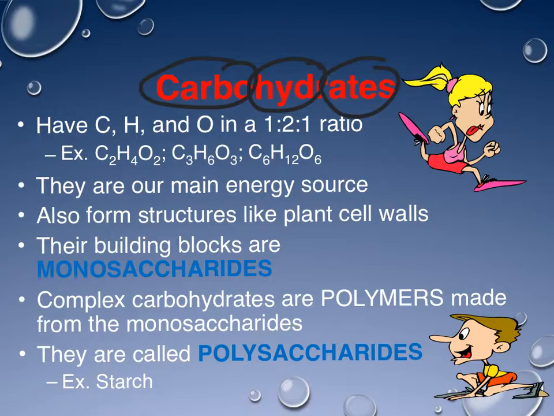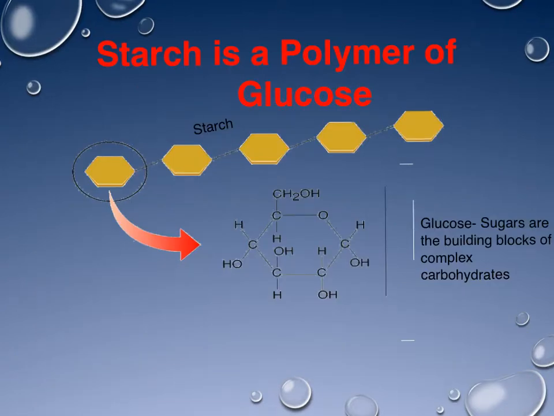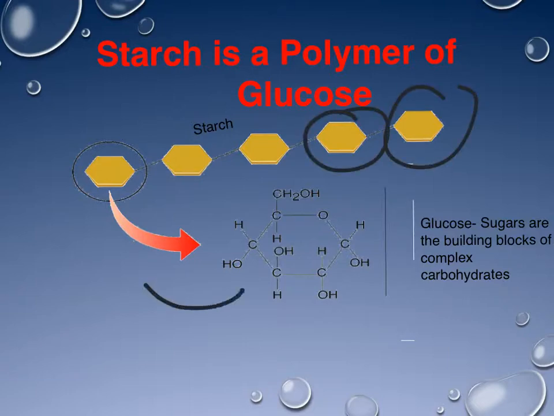They are one of our main sources of energy. I believe I mentioned that above. But they also do other things like form structures for plants, like their cell walls. So here's an example of a typical carbohydrate. This is called starch. Starch is an example of a complex carbohydrate. It is a polymer, and as you can see, it is made up of repeating pieces. These are the monomers, and this is what one of them looks like. Glucose, or sugar, is the building block of the complex carbohydrate. It is the monosaccharide to the starch, which is the polysaccharide.